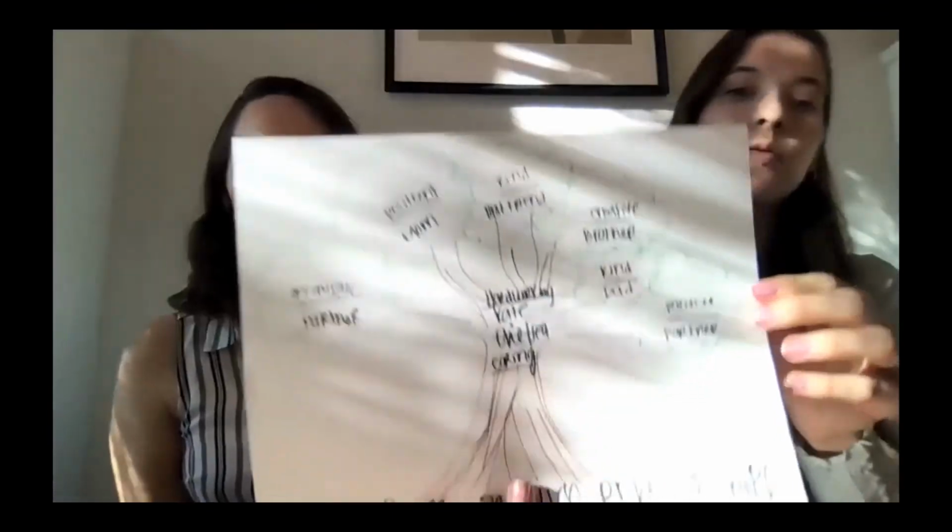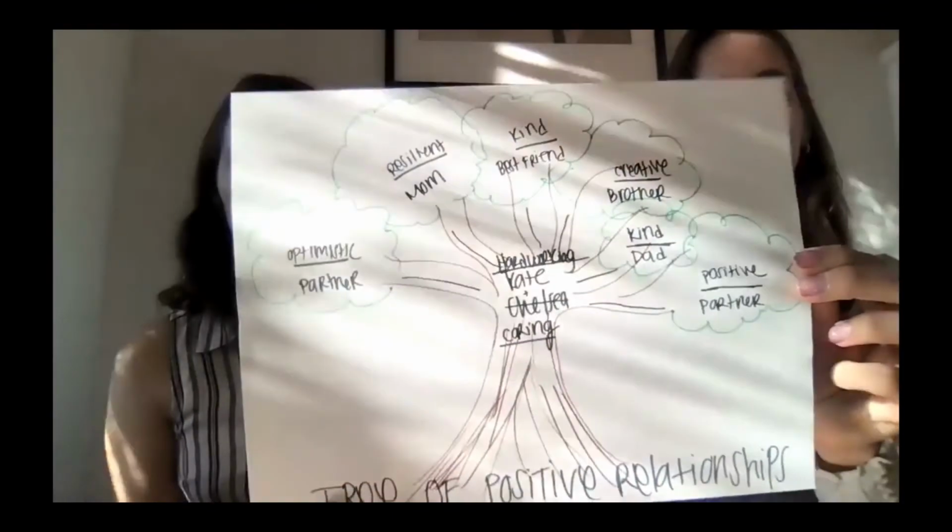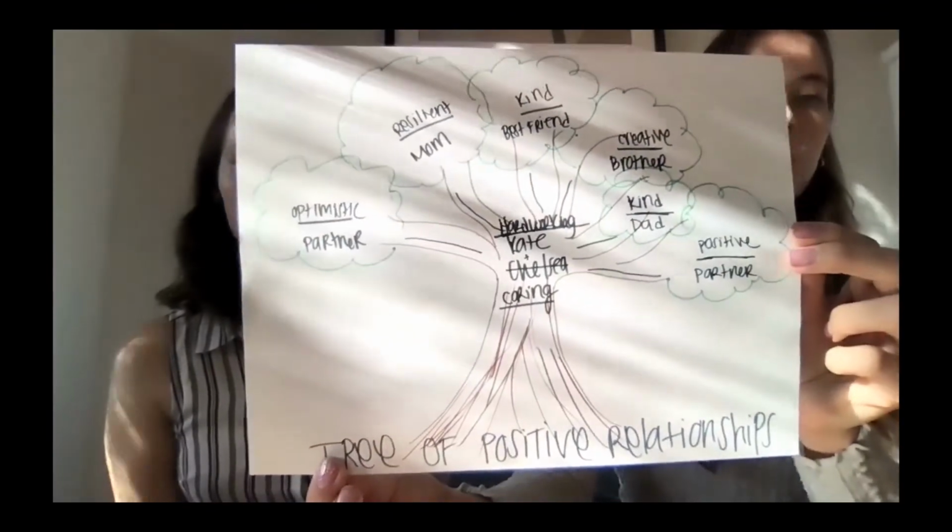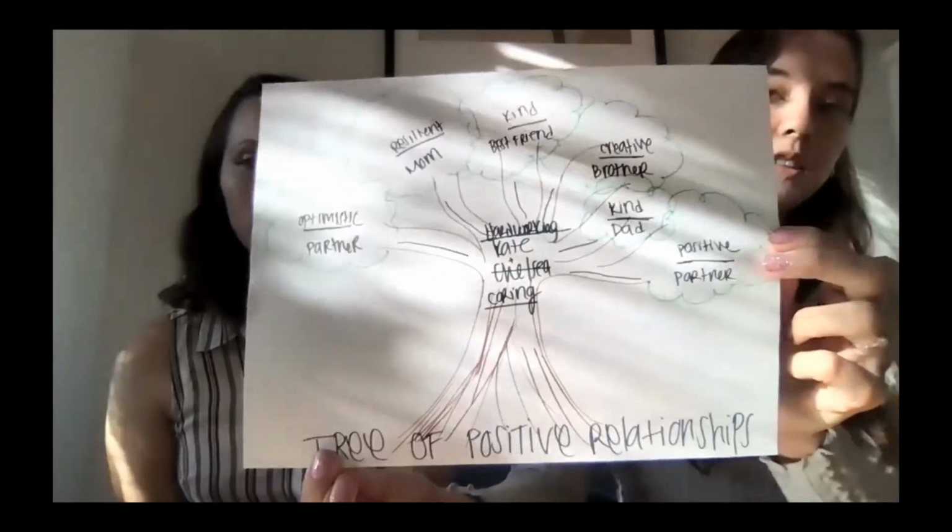So we're going to start leading you through this activity. And again, it's called the Tree of Positive Relationships. This is kind of the finished product that we are looking for. I know that's reversed due to the recording, but we're going to work on this as we talk about some of these concepts and lead you through it.